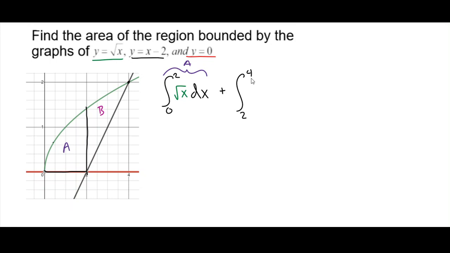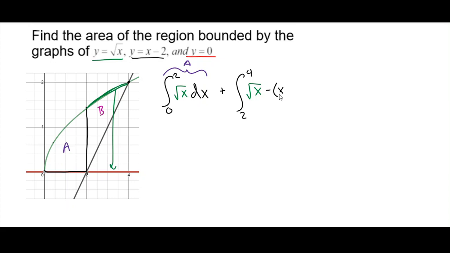But for this one, it's still the square root of x. It's still that function because that function is still up here. It's still the one on top. But I'm not doing it all the way down to the x-axis now. Now I'm dealing with this graph right here that's in the way, and that graph right there is x minus 2. And that needs to be included.